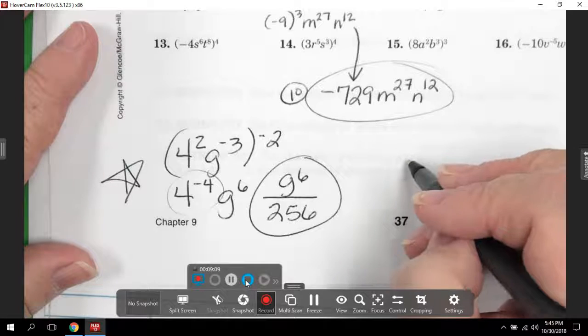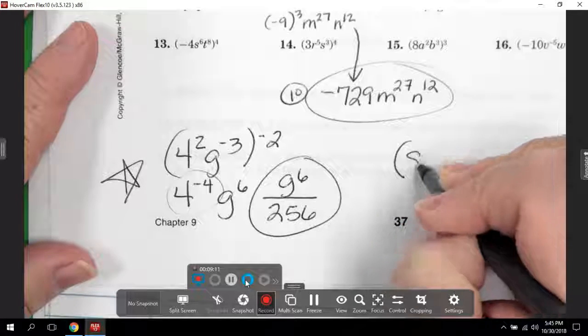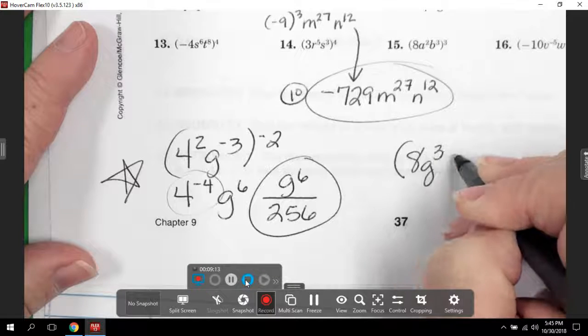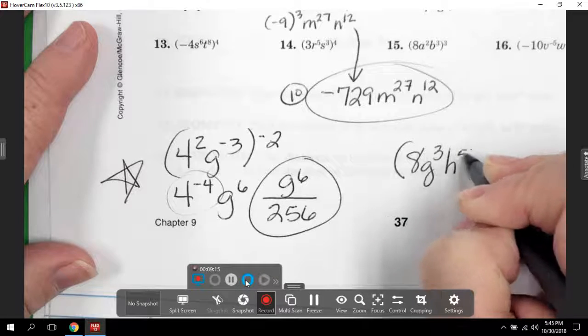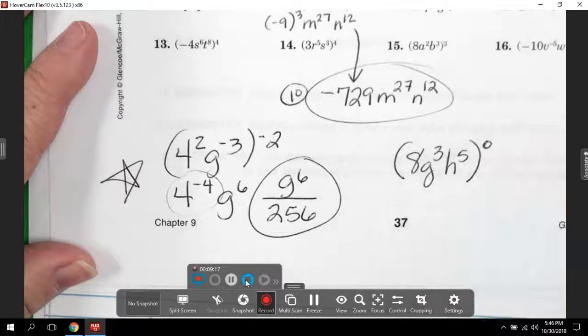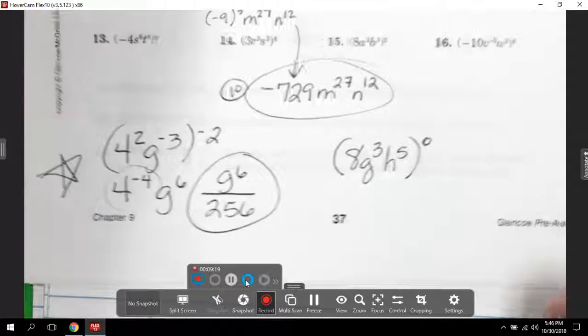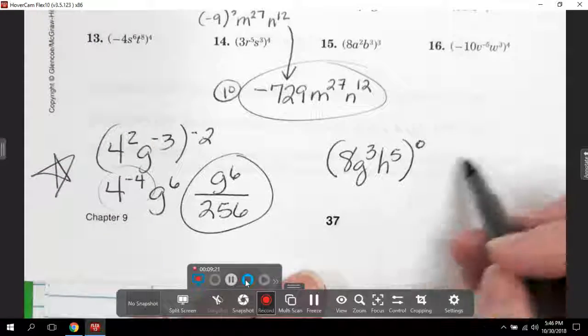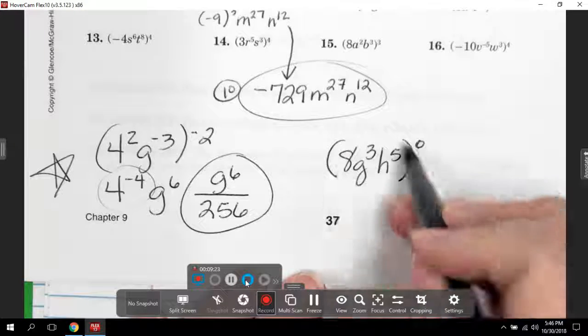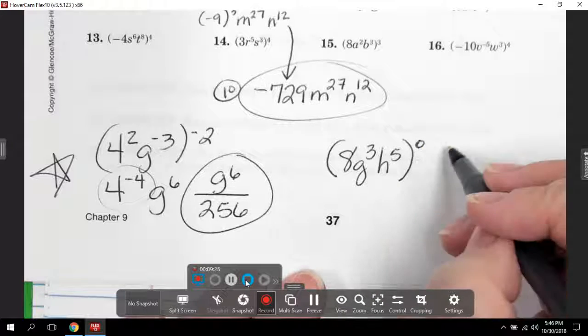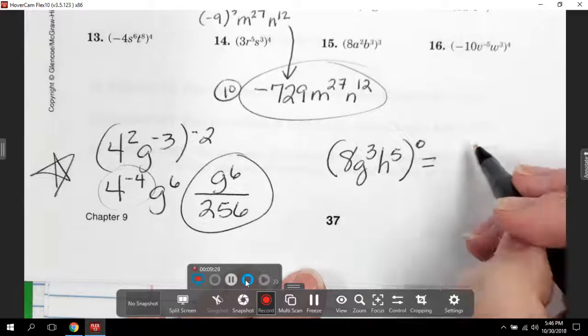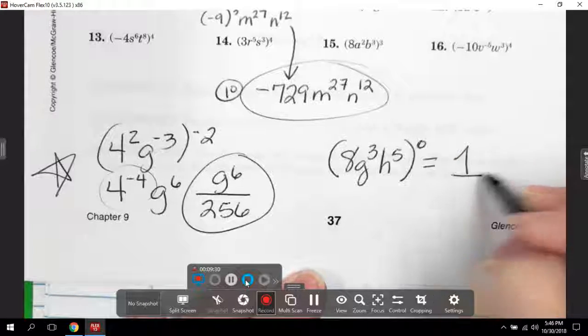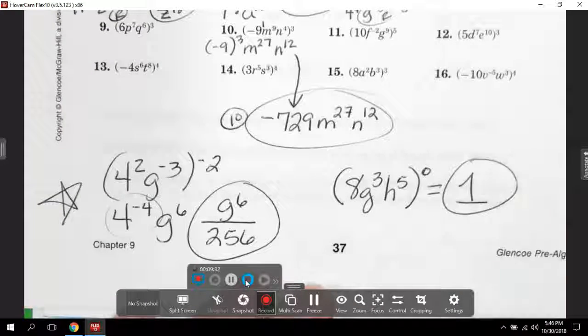One more. If we have 8g to the 3rd power, h to the 5th power, all raised to the 0 power, you've got to remember that all of this is being raised to the 0 power. Any number to the 0 power is 1. So if you pick up that calculator, you're working too hard. Okay?